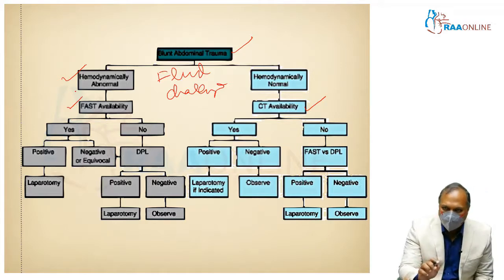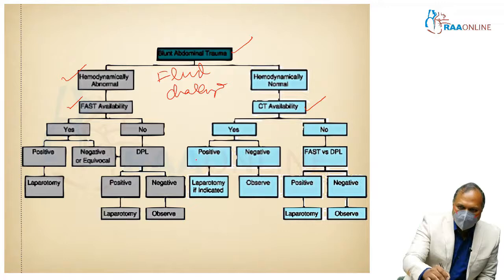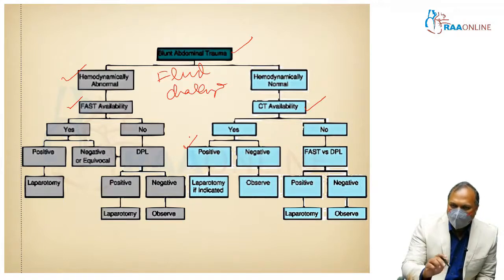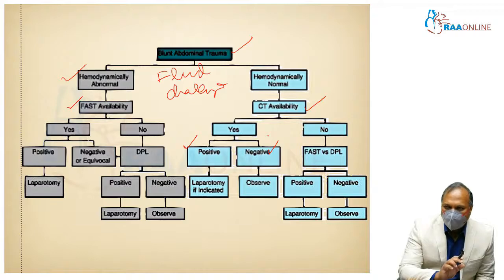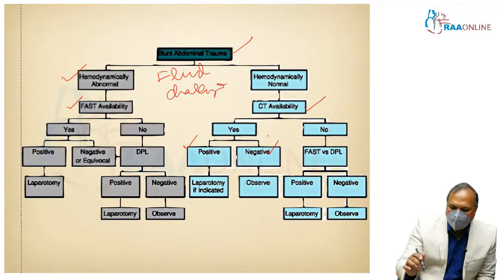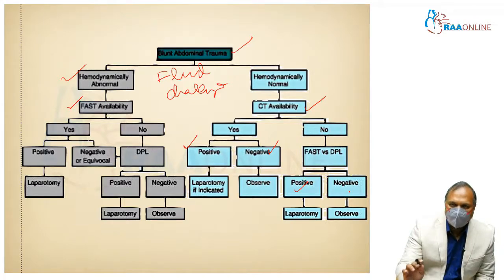Going to hemodynamically normal, you do a CT, and if the patient has positive findings in the CT, then immediately the patient has to be taken up for laparotomy. If in the CT scan you don't find any positive findings, then you can observe this patient. If CT is not available, in certain places like secondary care hospitals, then comes the question of either doing a FAST or a DPL. If it's a positive FAST or a DPL, then go for laparotomy. If it is negative, then the patient can be observed.